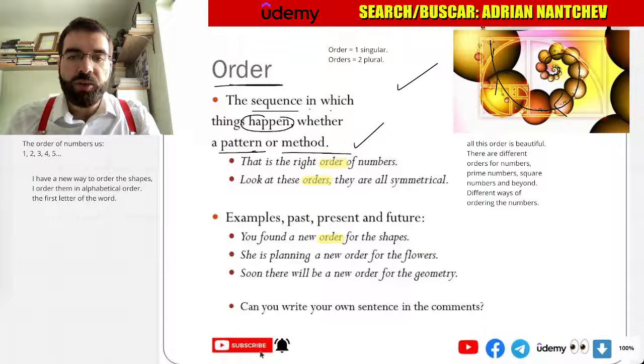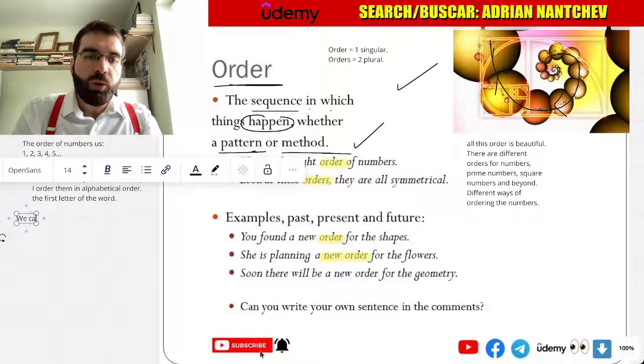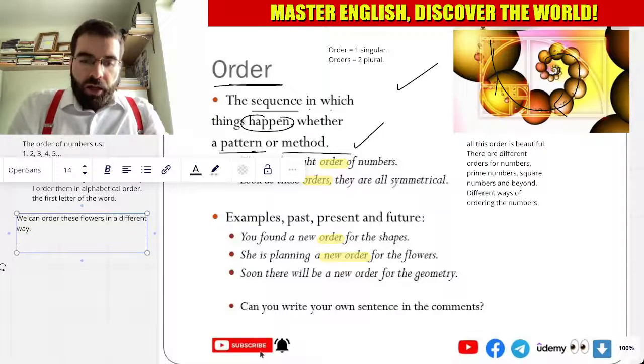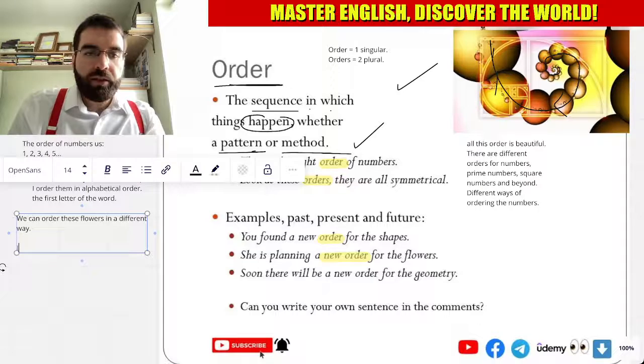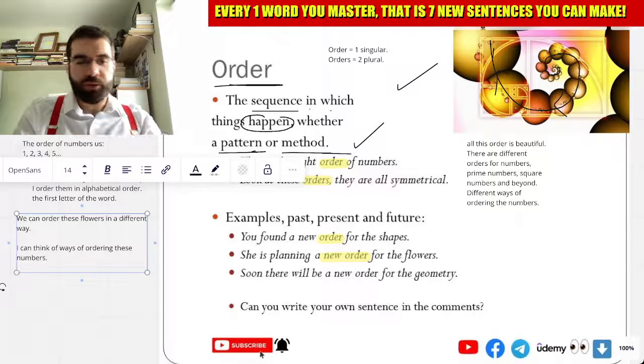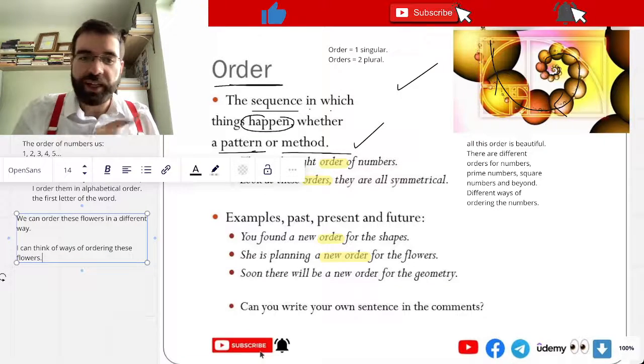She is planning a new order for the flowers. So we can order these flowers in a different way. I can think of ways of ordering these numbers. Or numbers, flowers. Yeah, flowers. Yeah. How cool is that?